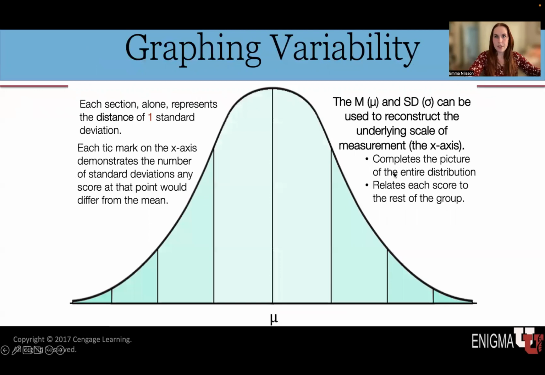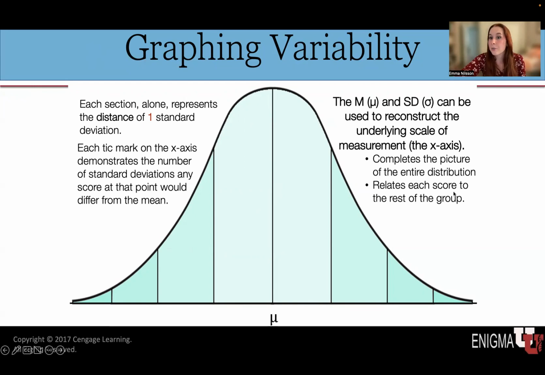Okay, now let's look at how we can represent variability graphically. In this situation, the mean and the standard deviation, we can use them to reconstruct the x-axis essentially. Because when we have any type of graph of a data set, we're going to set the mean up in the middle. And then each section under the graph is going to represent the distance of 1 standard deviation away. So this is the mean plus 1 standard deviation, this is the mean plus 2 standard deviations, and this is the mean plus 3 standard deviations.